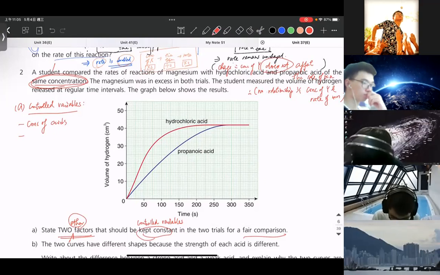Temperature of hydrochloric acid. Of what? Hydrochloric acid and propanoic acid. Okay, the temperature of the acids. Good.